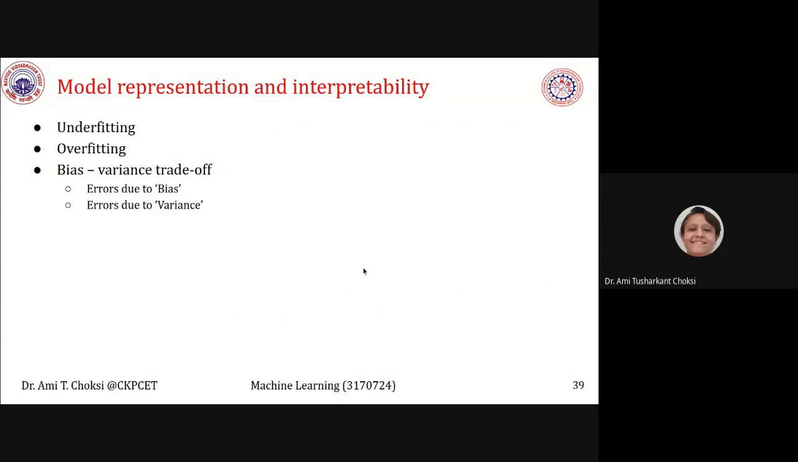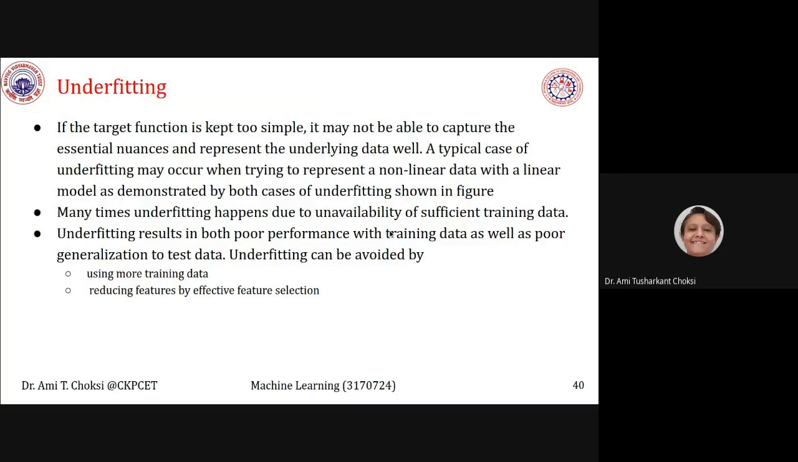So for that, we consider underfitting, overfitting, and the bias variance trade-off, right? So we would like to know about that. Underfitting. What does that mean? The name itself suggests underfit, right?